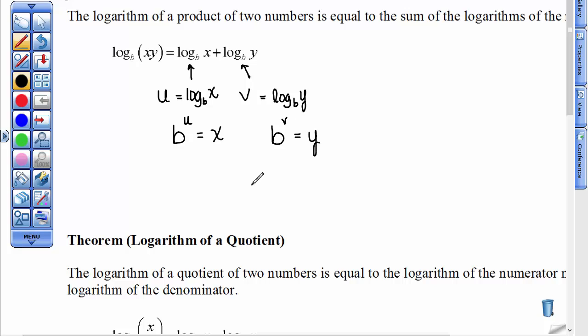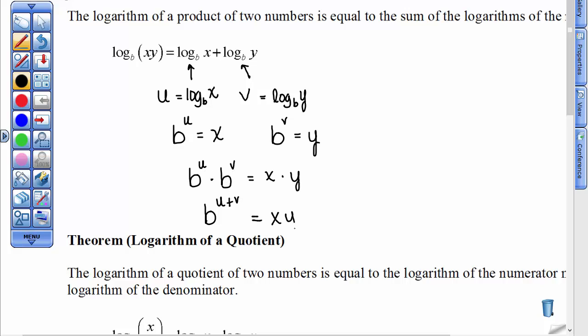Those mathematicians pulled their heads together and they said, I wonder what happens if I multiply these together. So what if I took b to the u times b to the v? Well, b to the u is x, so that would also mean x times y, because b to the v is y. And then they said, well, look, these bases are alike. I should add those exponents because I'm allowed to do that in exponential statements. If the bases are alike, I'm allowed to add those exponents.